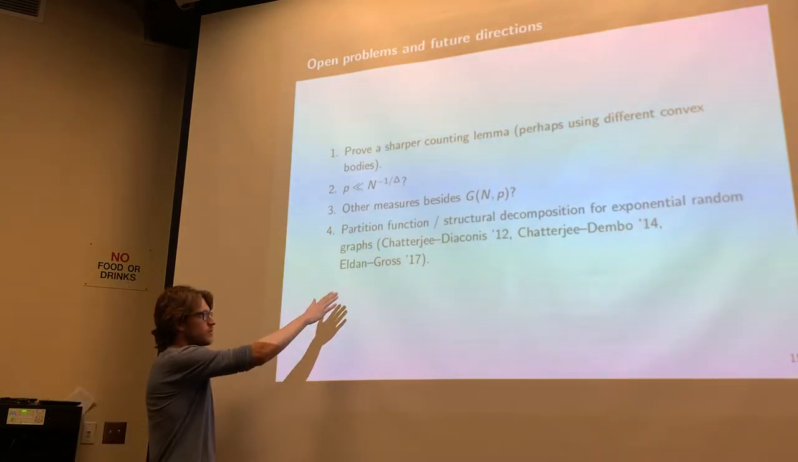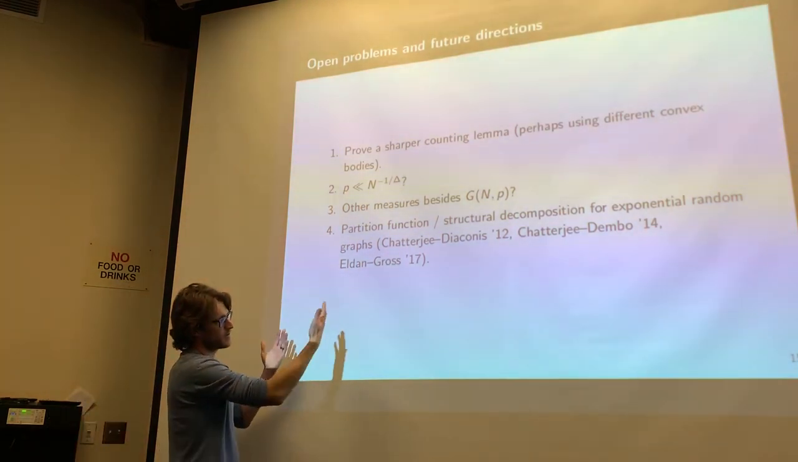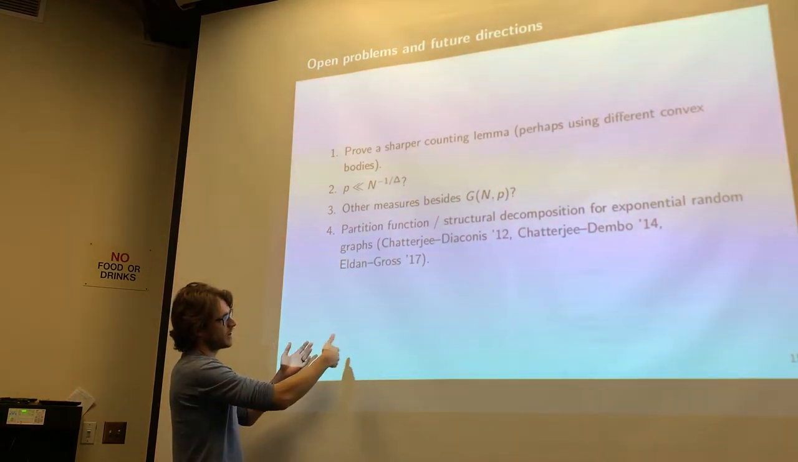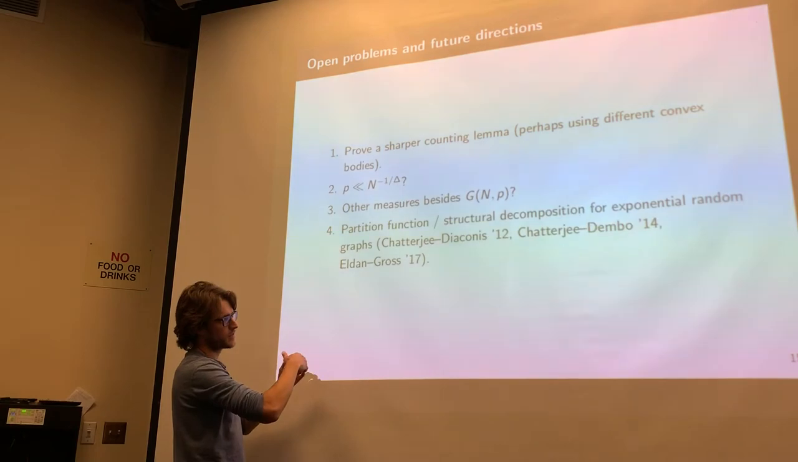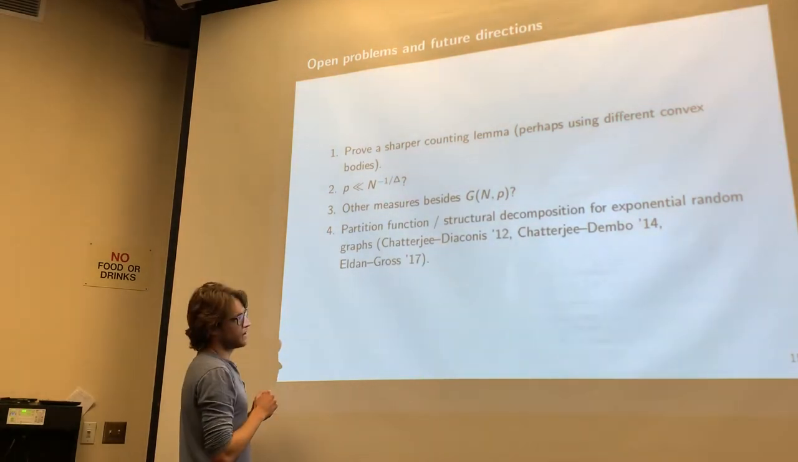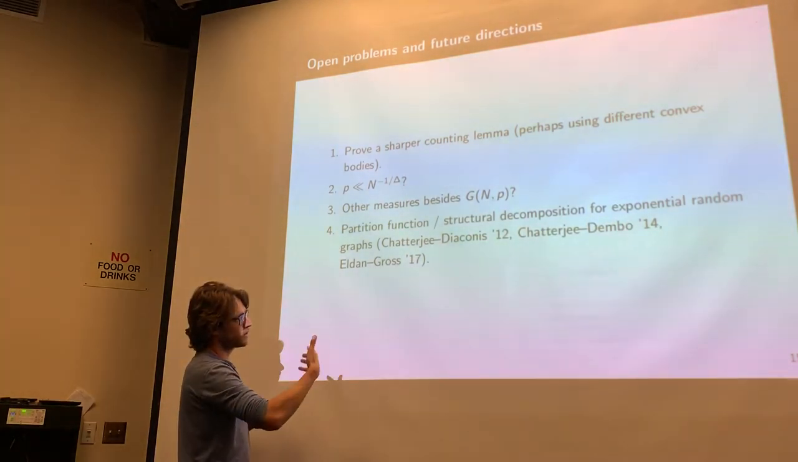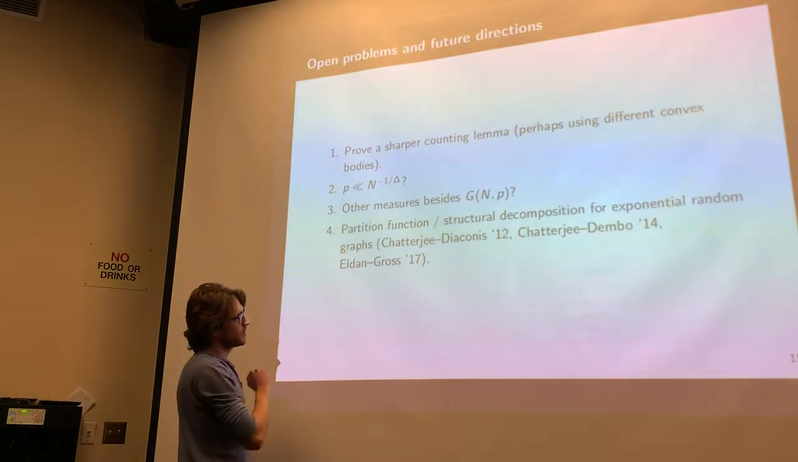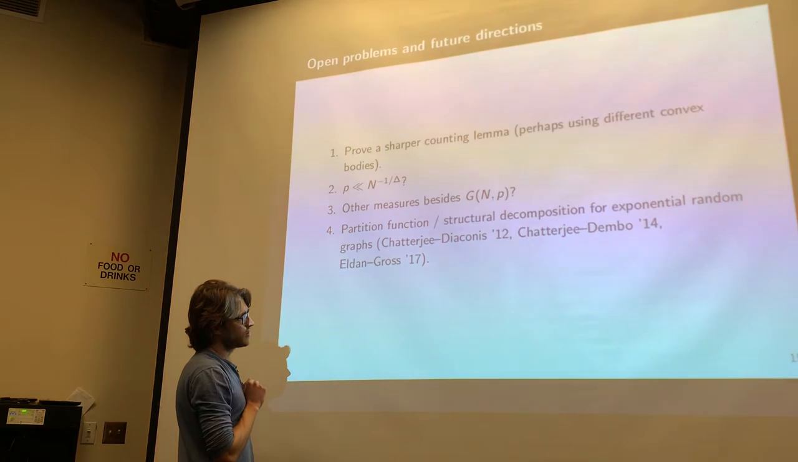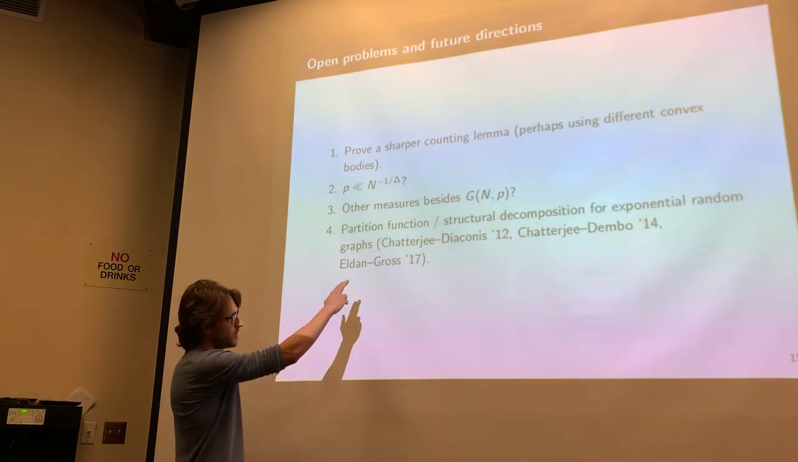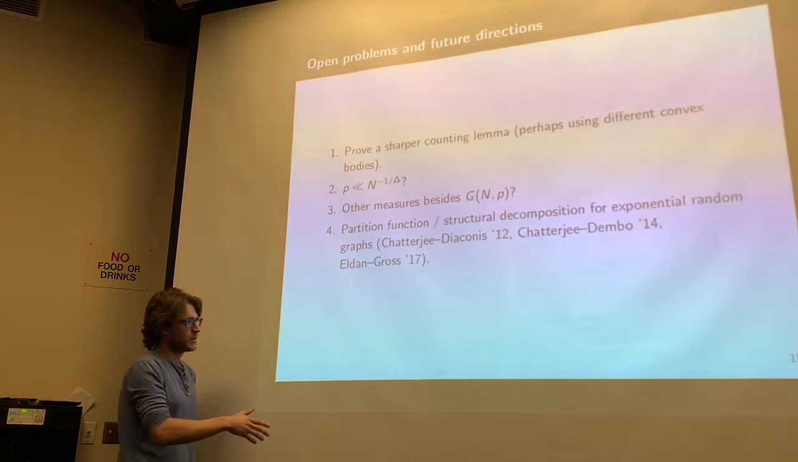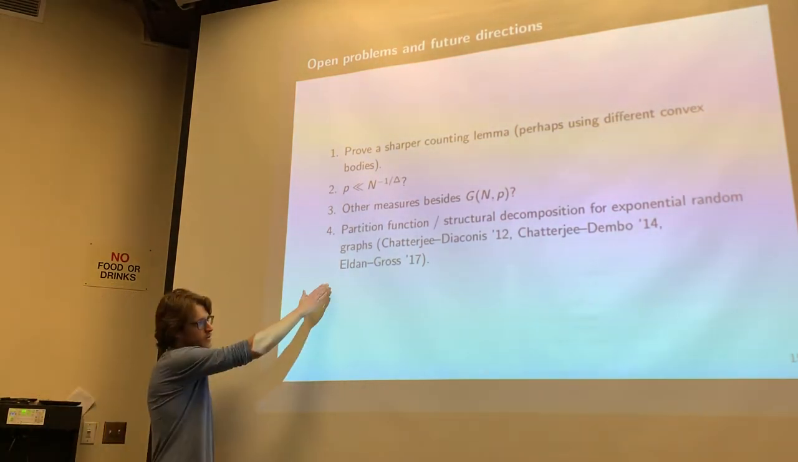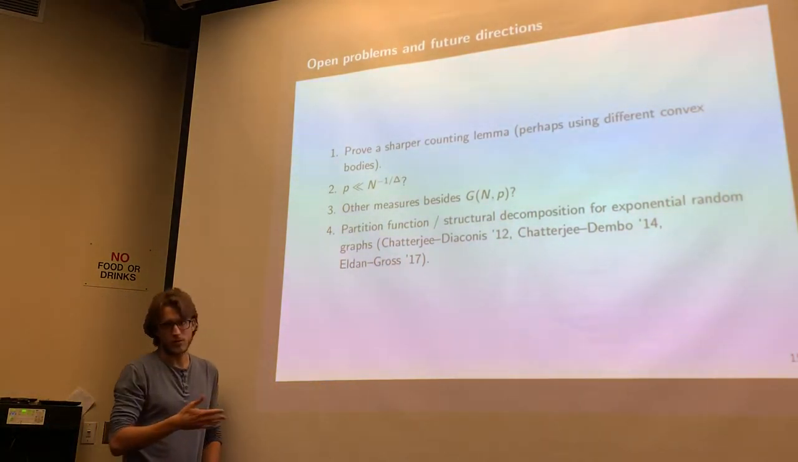And then there's the whole, again, the other side of the table, which is to do things for Gibbs measures. And for random graphs, these Gibbs measures are known as exponential random graphs. And so it would be interesting to see if our approaches can improve some estimates for the free energy that were obtained by Chatterjee and Dembo. And then there was work of Chatterjee and Diaconis that looked at the structure of these graphs, and also of Eldan and Gross for somewhat sparse graphs.